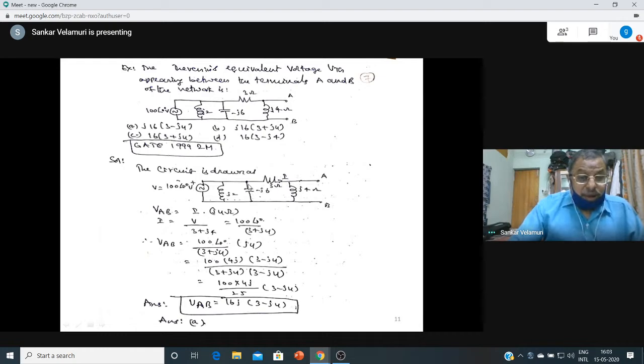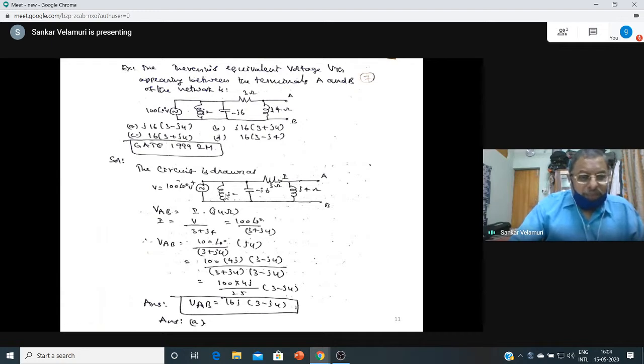So although the potential difference across AB is only through J4, the voltage across the J2 ohms reactance and the minus J6 ohms capacitive reactance is the same as the supply voltage because they are parallel. So you should not get confused. That is the only point, right?